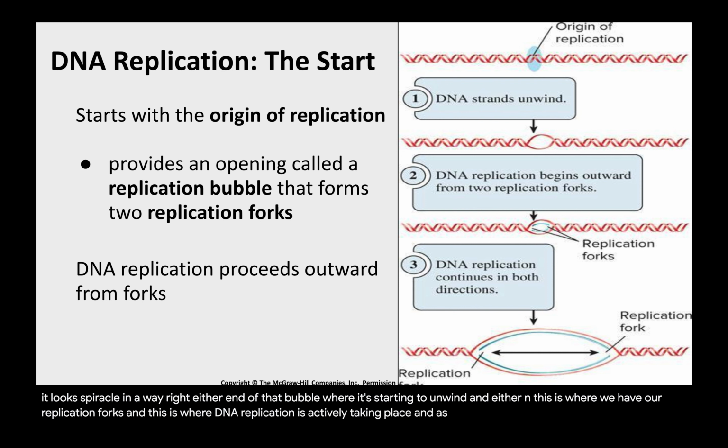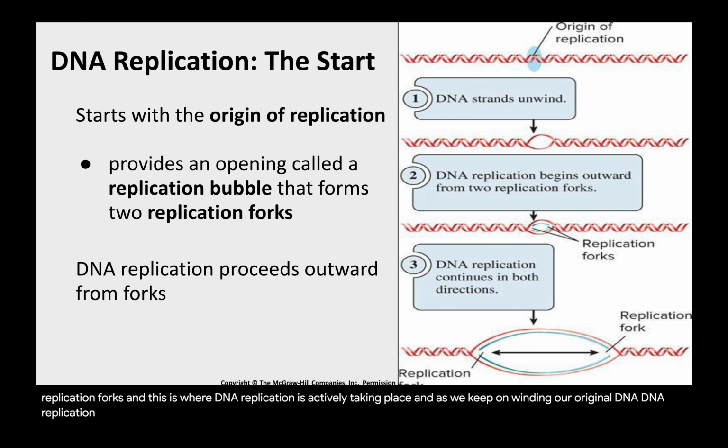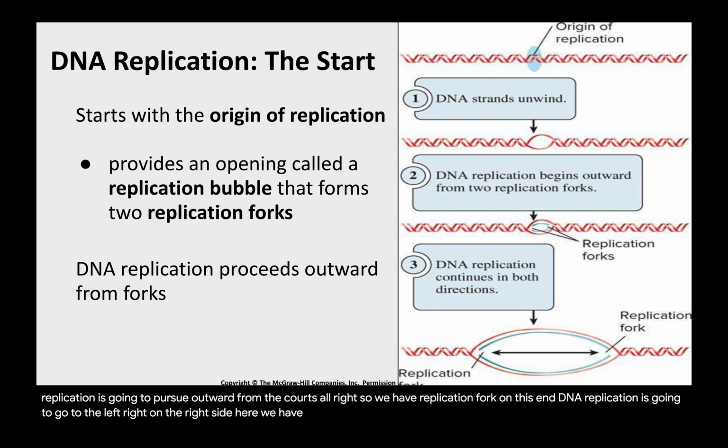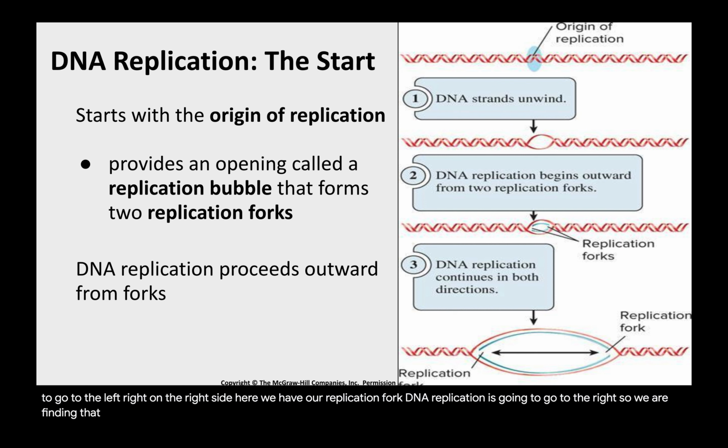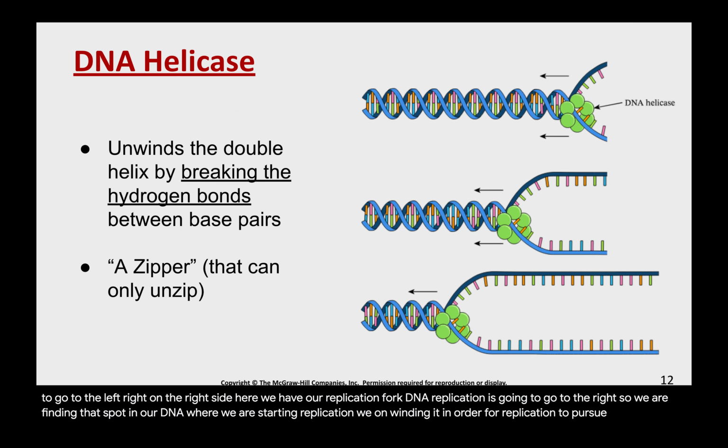And as we keep unwinding our original DNA, DNA replication is going to proceed outward from the forks. So we have a replication fork on this end, and DNA replication is going to go to the left. On the right side here, we have our replication fork, and DNA replication is going to go to the right. So we are finding that spot in our DNA where we are starting replication. We are unwinding it in order for replication to proceed.